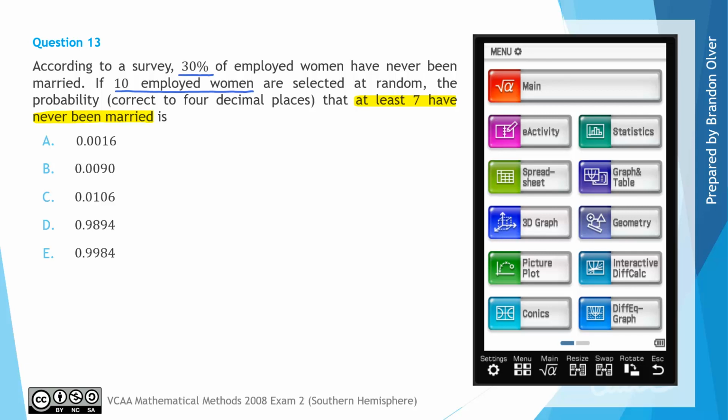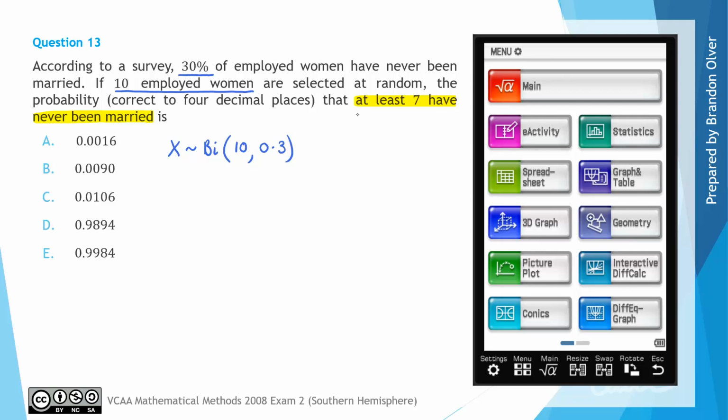The first thing that I underlined was the 30% and the 10, and that's because we can start to identify that if X is the number of women that's never been married, it's distributed binomially. And for this one, we had a size of 10, so n is 10, and p, the probability of success, or in this case, the probability that they've never been married, is 0.3, and that comes from the 30%.